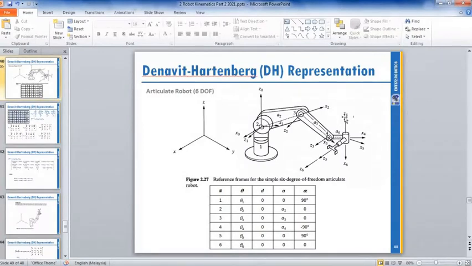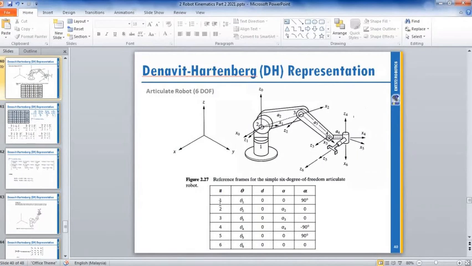Okay, Z4 to Z5 is rotation. If we see from this view, A4 is joint 3 to 4, and 90 degrees.